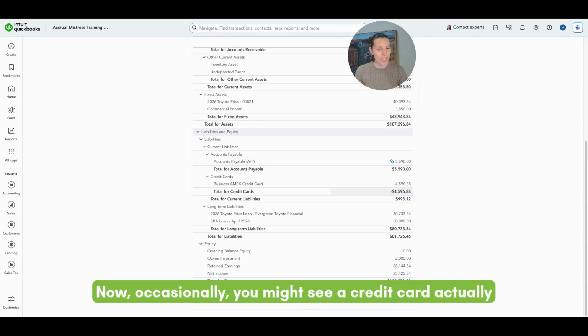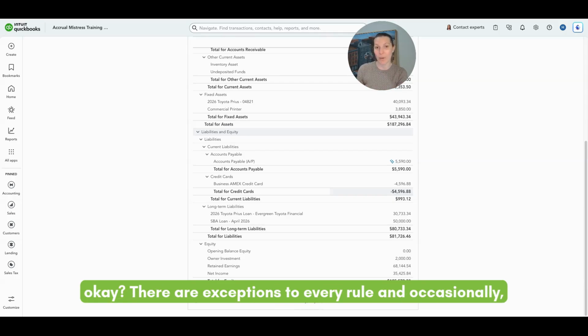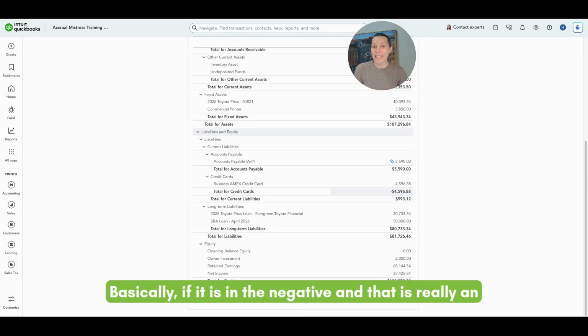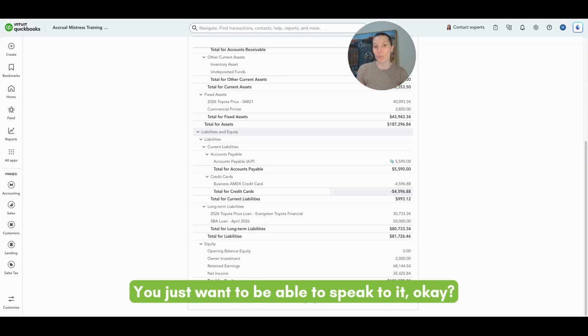Now, occasionally, you might see a credit card actually fall to a negative balance if you accidentally overpay it, or if you pay the full balance due and then subsequently return something, okay? There are exceptions to every rule, and occasionally you might end up seeing your credit card balance in the negative. Basically, if it is in the negative and that is really an accurate representation of the balance owed, that's fine. You just want to be able to speak to it, okay?